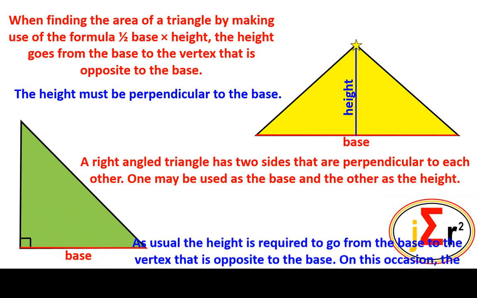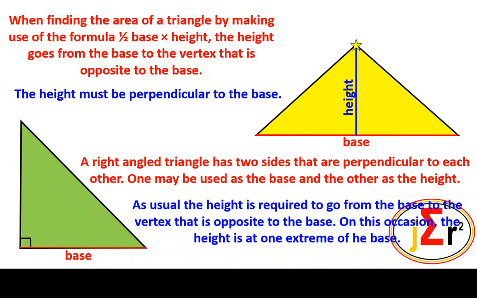As usual, the height is required to go from the base to the vertex that is opposite to the base. On this occasion, the height is at one extreme of the base. The height will be all the way out here, which is of course the next perpendicular side of the right angled triangle. So we go from the base to the next vertex. That is what the height is supposed to do.